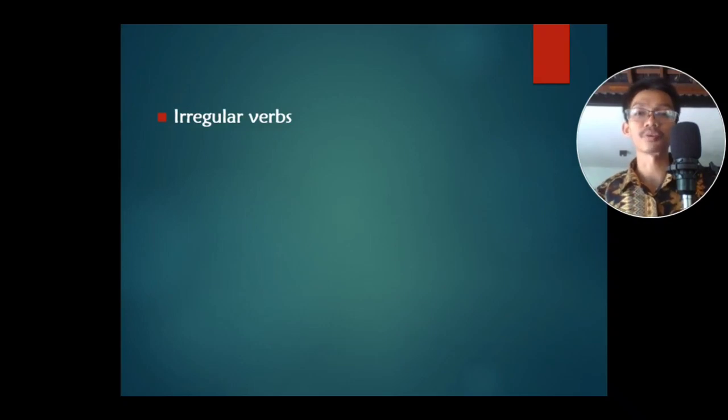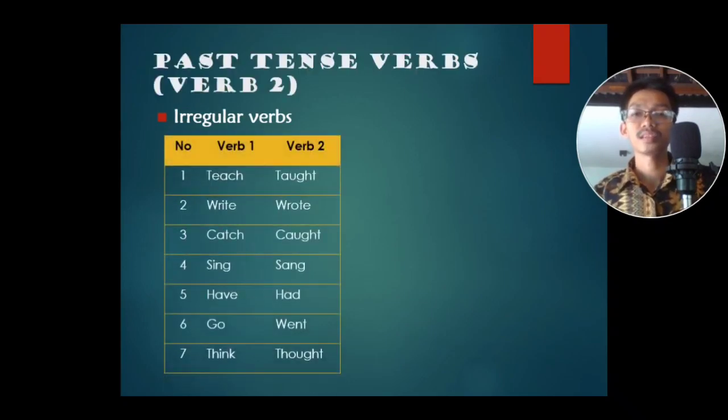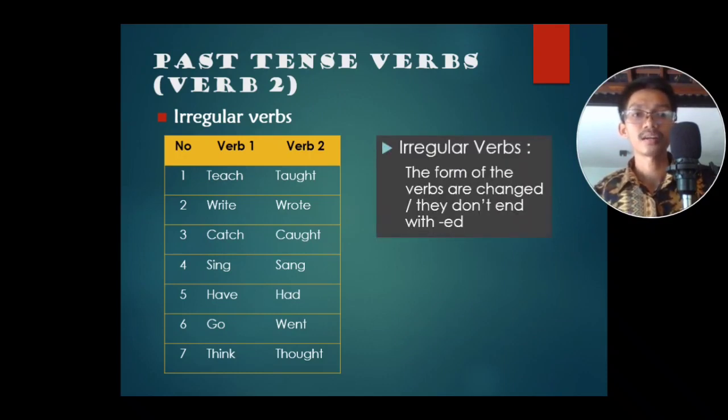Now there's another type of past tense verb, which is called irregular verbs. So what are irregular verbs? If you remember, regular verbs are so easy to remember because you just add ed, mostly ed at the end of the verb. But these irregular verbs are quite different, because the first form will change to another form. So irregular verbs are verbs that don't end with ed because they change their forms.